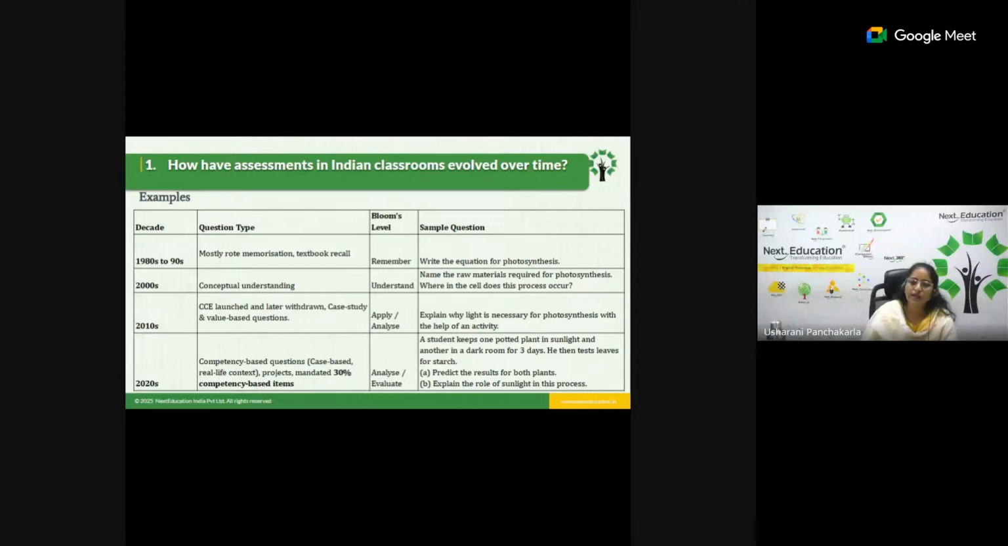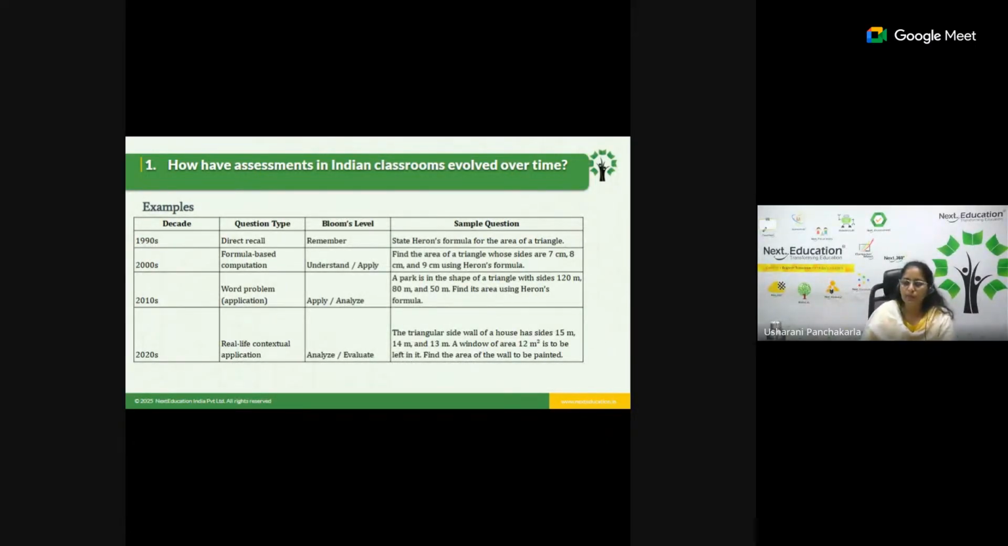The same question can even be given as an MCQ, but mostly I have taken subjective questions to understand how the progression has happened across the decades, from remembering and rote memorization questions to competency-level questions. Right? I hope it is clear. Let us move on to the next slide.